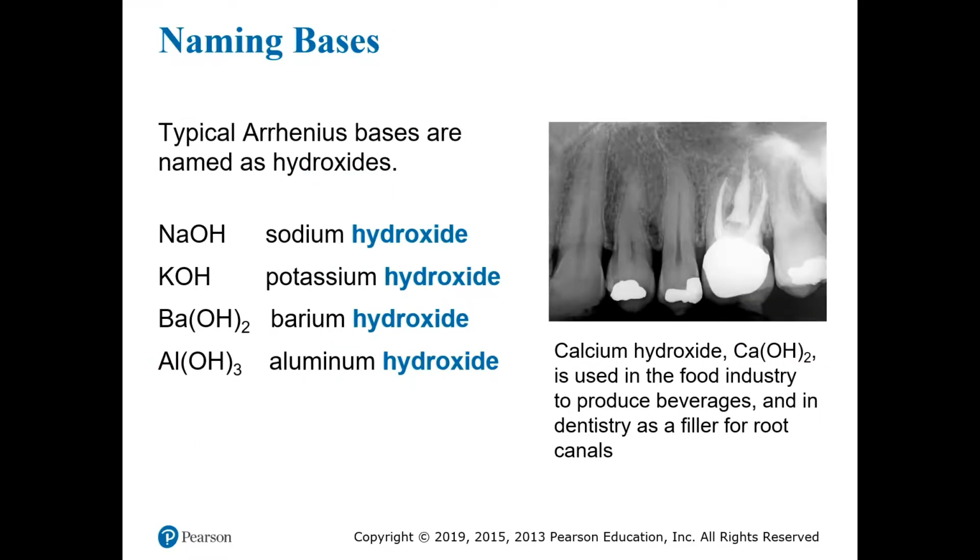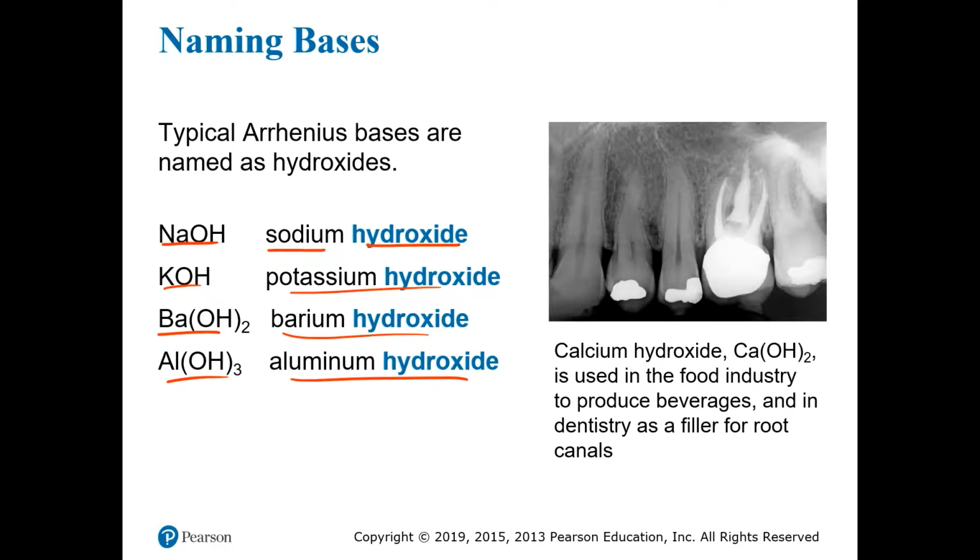The naming system for bases is much easier because almost all of the bases that we encounter are really ionic compounds containing the hydroxide ion, and so they're named just as a typical ionic compound would be named. So NaOH is just sodium hydroxide because it's a sodium ion and a hydroxide ion. KOH is potassium hydroxide. Ba(OH)2 is barium hydroxide, Al(OH)3 is aluminum hydroxide.